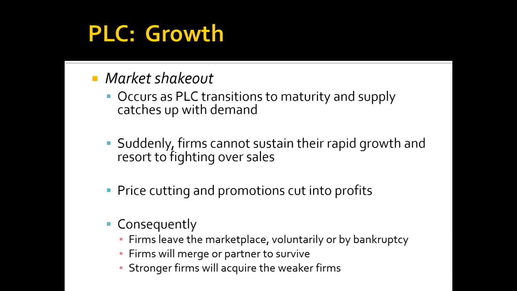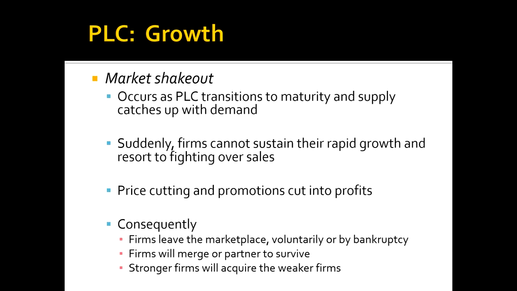It often occurs during this period, as the growth stage is ending and into maturity. Firms who've been counting on this growth can't continue with it. So what do they do? They cut prices. They promote. They try to get sales any way they can. It's a bloody battle where profits are what is sacrificed. What happens? Firms leave the marketplace, either going bankrupt or leaving voluntarily. They may merge and partner.